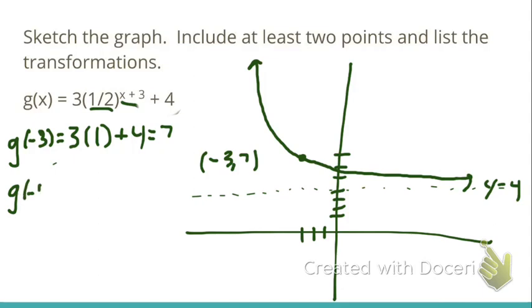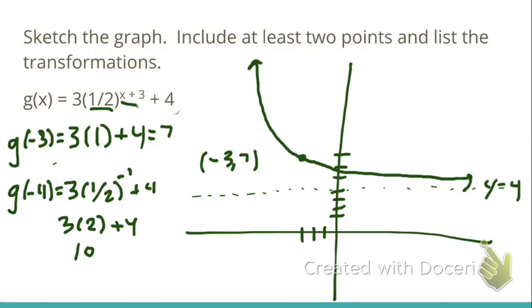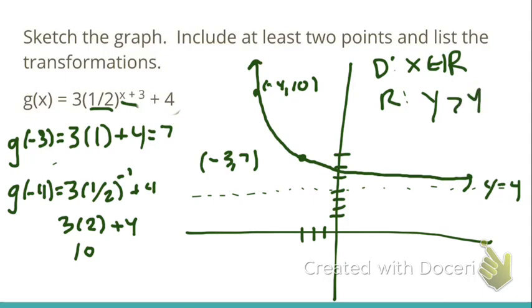So if I just plug in -4, I get 3 times 1/2 to the -1 power plus 4. So that's 3 times the reciprocal of 1/2, which is 2, plus 4. So I have 6 plus 4 is 10. So I also have the point over here, -4, 10. And there you go. So there we have an exponential graph with 2 points. Got an asymptote. We got a domain of all real numbers and a range of y is greater than 4. All right.